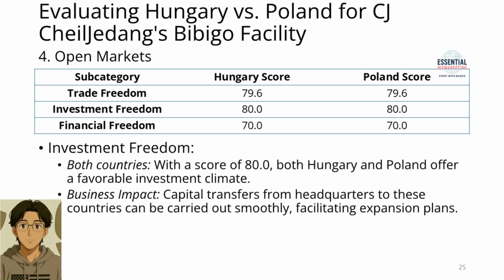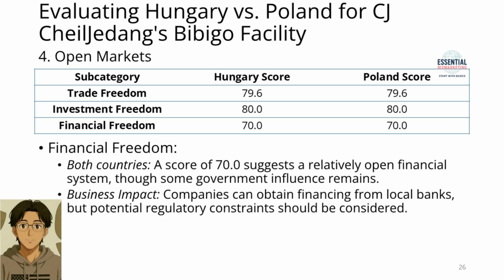In terms of investment freedom, both countries scored 80.0. This means companies can transfer capital with ease, supporting business expansion in either country. Finally, both countries also matched in financial freedom, each scoring 70.0. Businesses in both Hungary and Poland have relatively open access to financing, despite some government oversight.